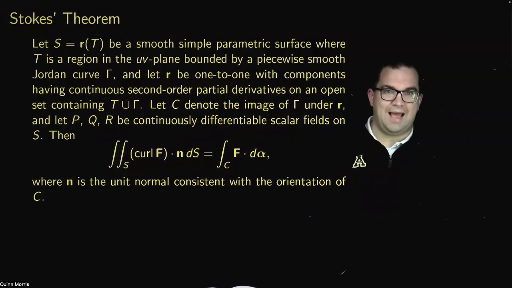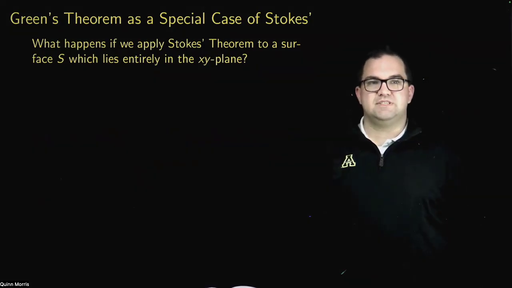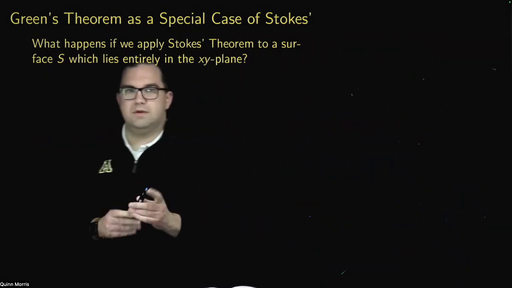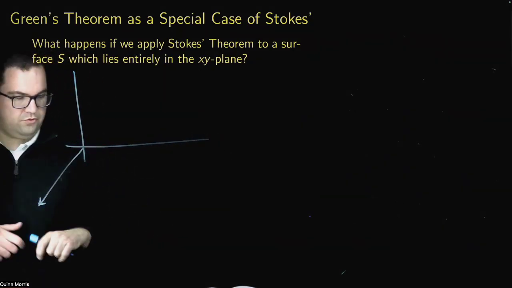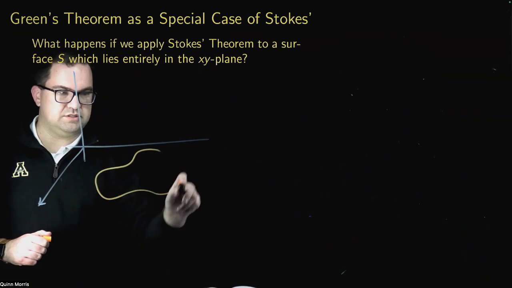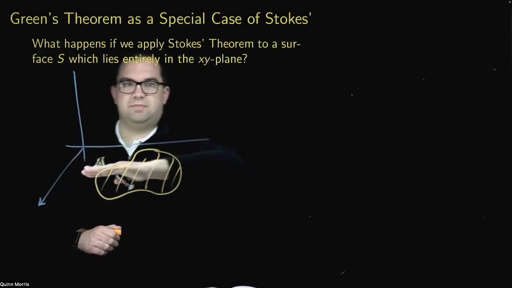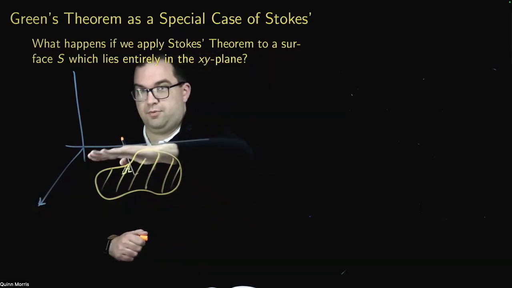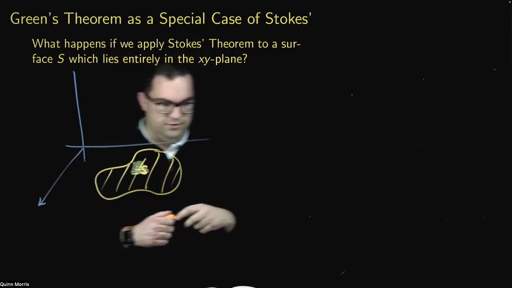So the first question we want to ask ourselves is, what happens if we apply Stokes' theorem to a surface S which lies entirely in the xy plane? So the situation we want to imagine here is we're sitting in three dimensions, but now our surface S is just some subset of the xy plane. You can imagine I just have S sitting in this plane, exactly perpendicular to the board here, just coming out of the board. Okay, so this is the S I want to consider.